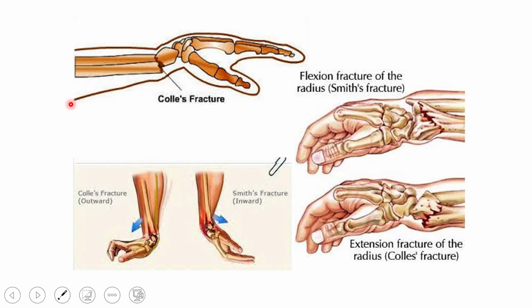On the other hand, the Smith's fracture is opposite to that of the Colles fracture. It is the reverse of the Colles fracture, which is produced by a fall on the back of the hand. The distal fragment is displaced forwards and upwards carrying the carpus and the hand with it. So this is about the Smith's fracture. So this is all about the applied aspect or the clinical importance in relation to the wrist joint.